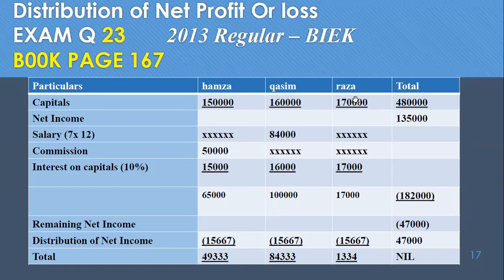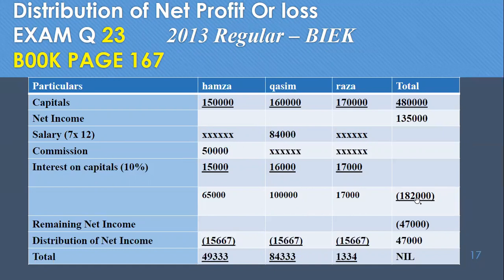Then you have to apply the rule for vertical calculations and horizontal calculations. First of all, you have to apply the vertical calculation for Hamza, Qasim, and Raza. Then you have to follow the horizontal calculations for these three partners. And after horizontal calculation, you have to add these three values and you will get 182,000.